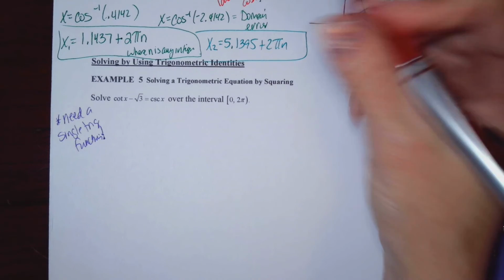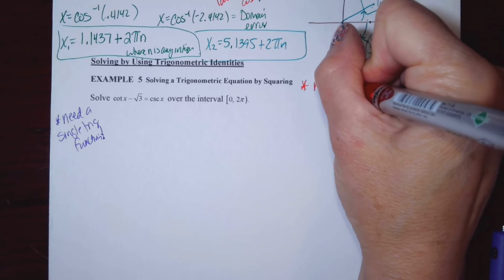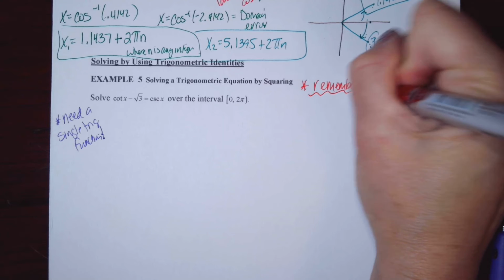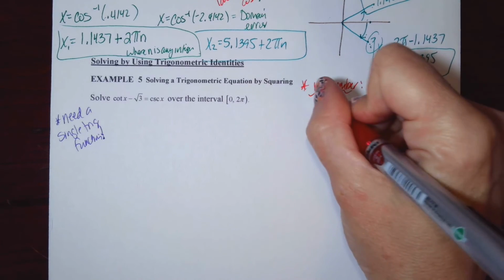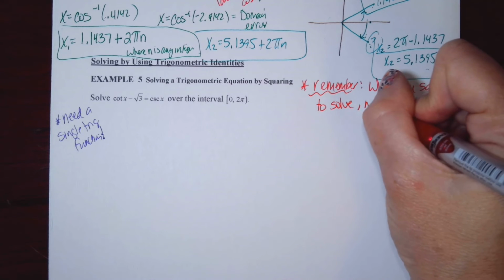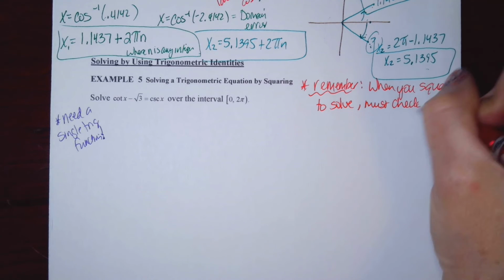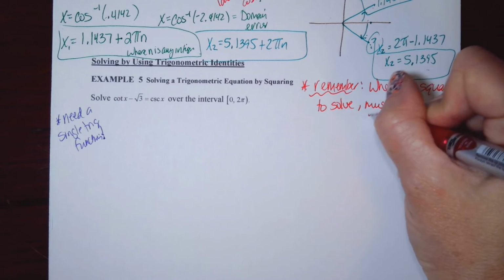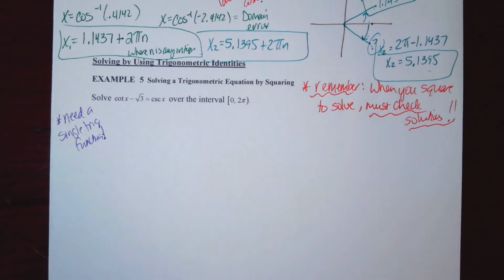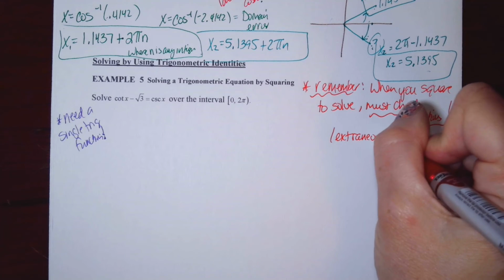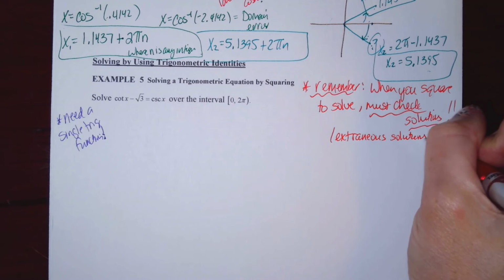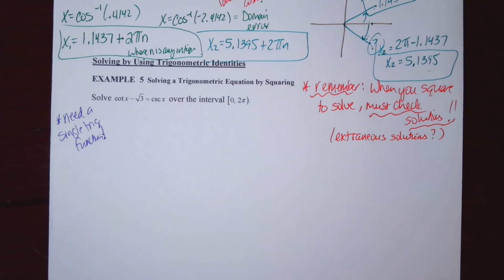Now, remember from college algebra, when you square to solve, you must check your solutions. Because when I square to solve, I may have created an extraneous solution, something that shows up as a solution, but doesn't actually work in the original equation. So I need to look for extraneous solutions when I have to square to solve. That's what I'm going to do here, though. I'm going to square to solve.